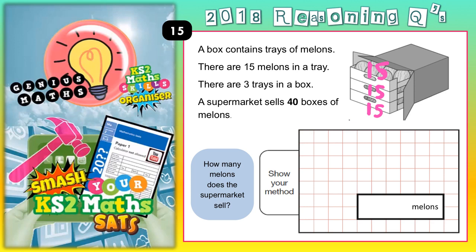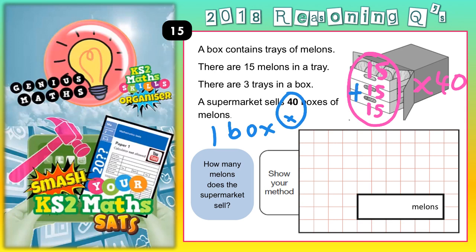A supermarket sells 40 boxes of melons. Well, what we've just got here is just one box, but we need 40 of these. So I'm going to write a big times 40. Okay? Now we need to figure out how many melons the supermarket sells. Now the obvious thing to do first is figure out how many melons are in one box, and then just times that by 40. So in one box, we've got 15 plus 15 plus 15.